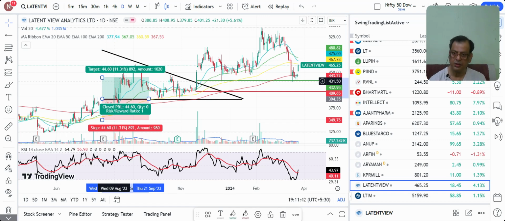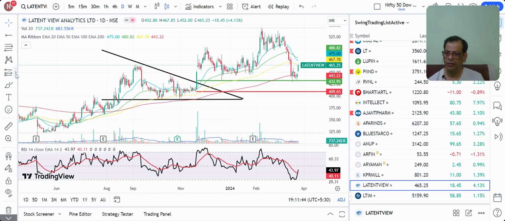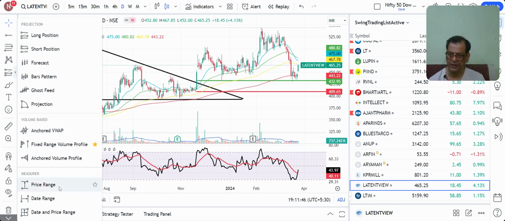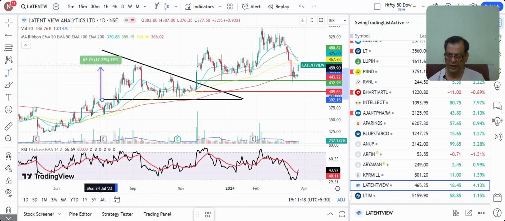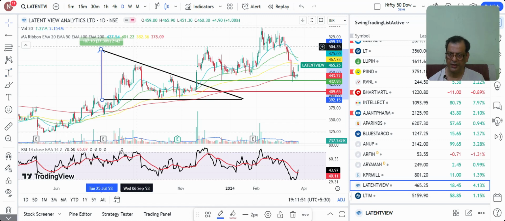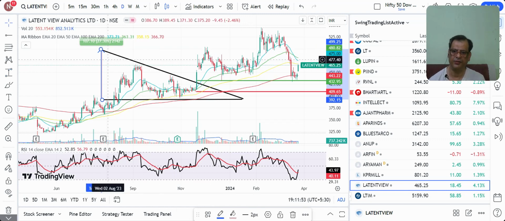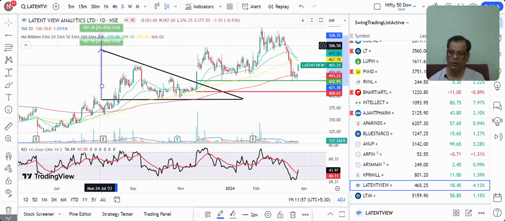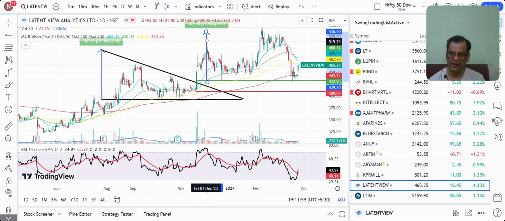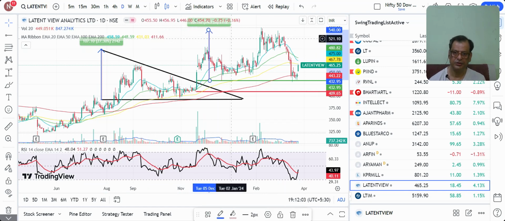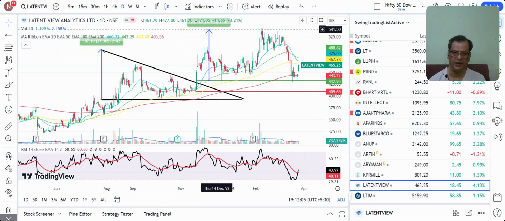I'm going to delete this here. You're going to have a price range, and you can have a target from the break. So I'll keep it here, and this is my target. I believe my target is already hit here, and I would have kept a one-cancels-another order here.